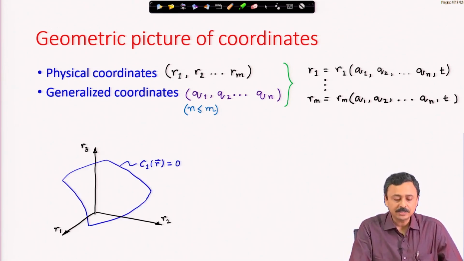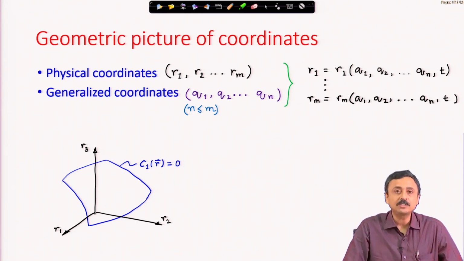The physical coordinates form a space. Here I can show only 3 physical coordinates r1, r2, r3 arranged like in a Cartesian space. We can visualize this, that a point in this space represents the physical coordinates of a dynamical system. But can we choose arbitrarily these physical coordinates? No, because there are holonomic constraints, and holonomic constraints are represented as surfaces in this physical coordinate space.